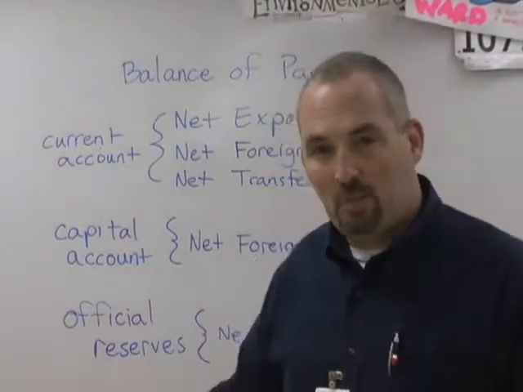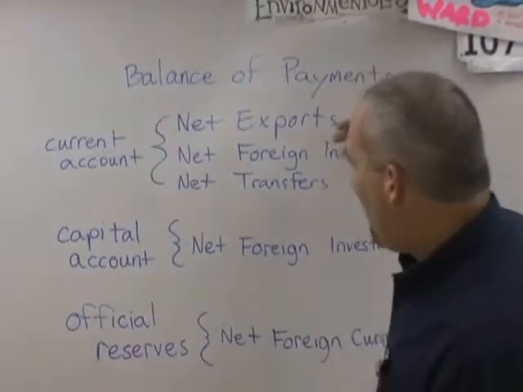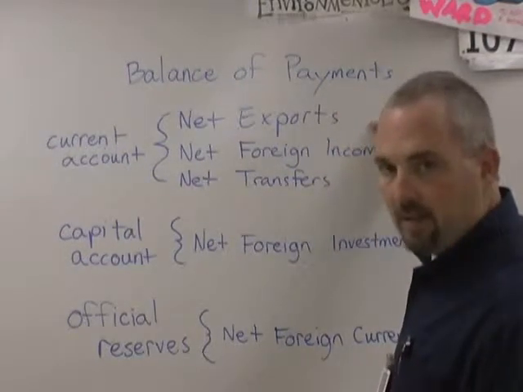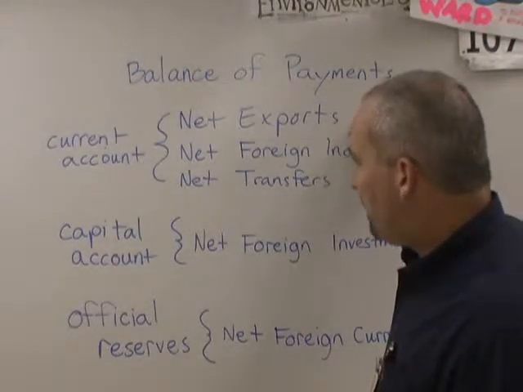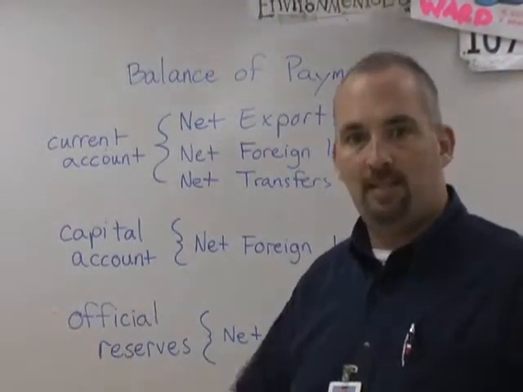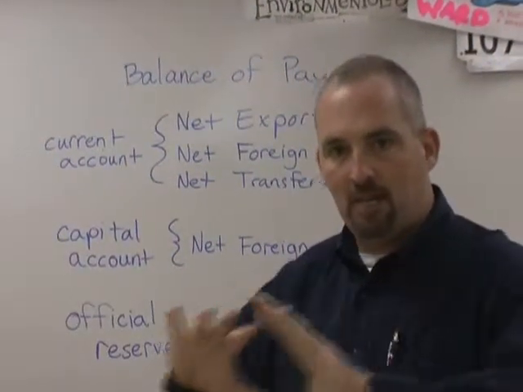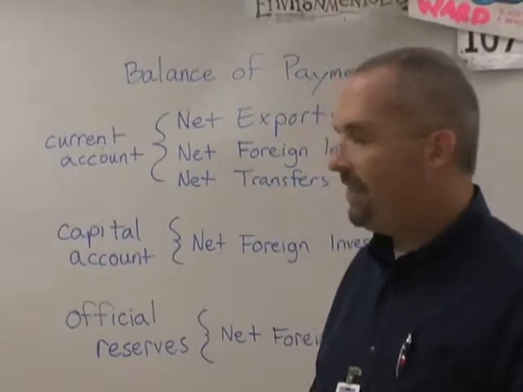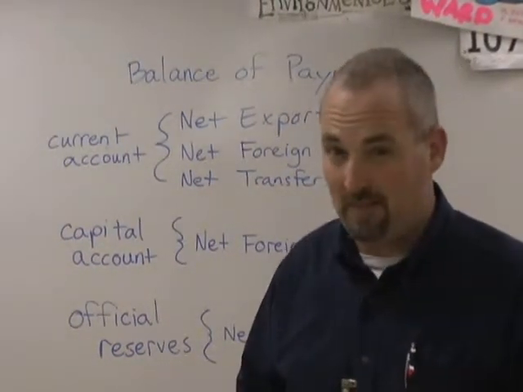The balance of payments is pretty straightforward. You can take a look at it. You can see already that some of this stuff we've already covered, but you've got your current account, your capital account, your official reserves, credits, that's money flowing in, debits, that's money flowing out, and that pretty much covers the balance of payments.